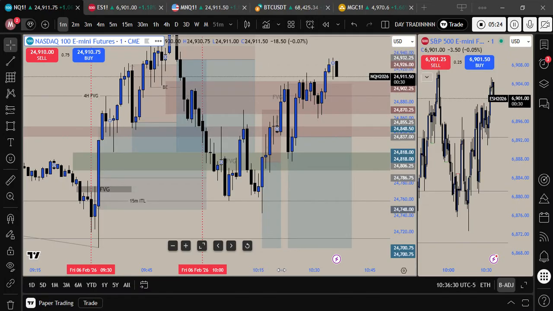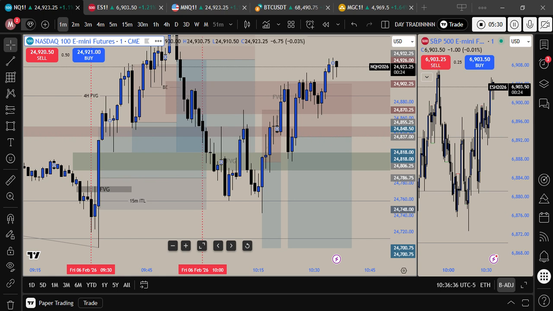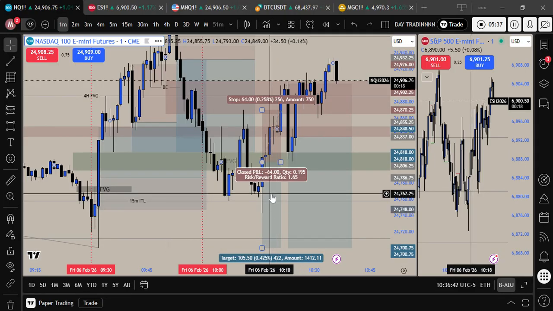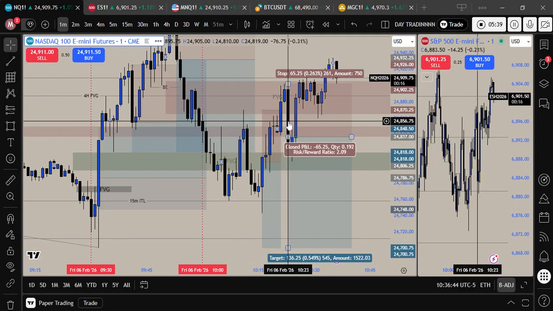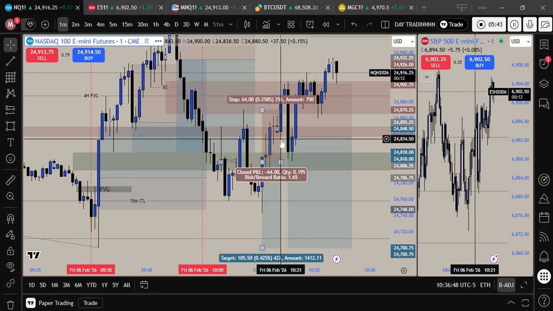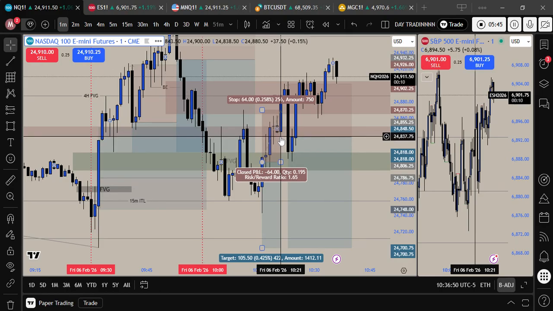This is not like a real trade. I just wanted to see what will happen, and I was trading on paper, so I took it on paper. If I was live, I probably wouldn't have taken it, just because we purged the internal liquidity, you know.